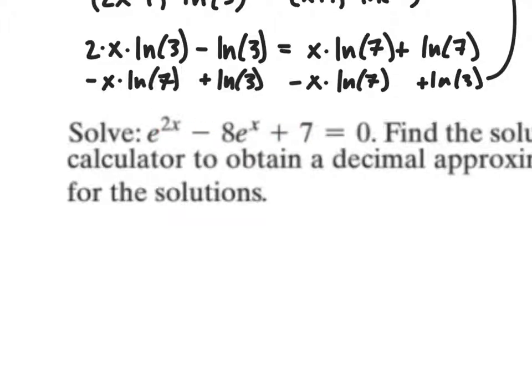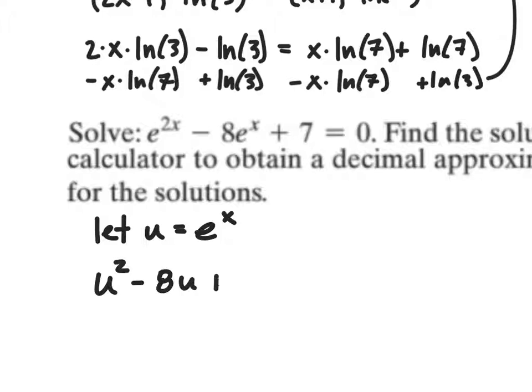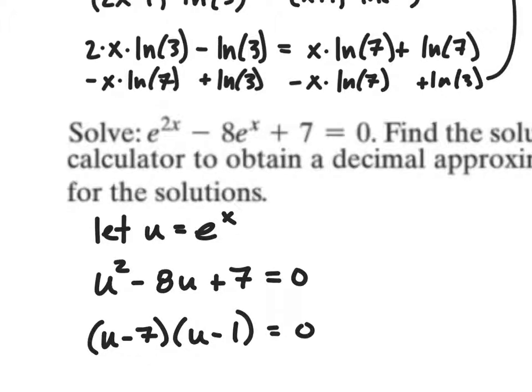Okay, so what I'm going to do is factor this. You can think of it like this: you could do a u substitution. You could let u equal e to the x. So really you have u squared minus 8u plus 7 equals 0. Let's factor that. That's just going to give us u minus 7 times u minus 1 equals 0.